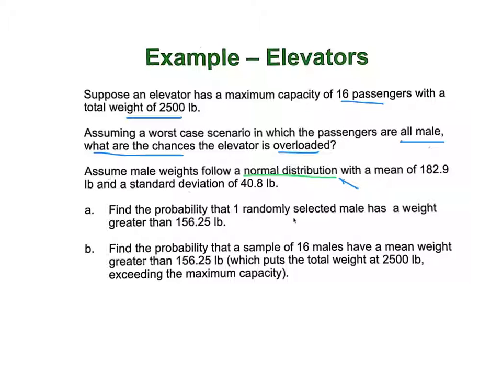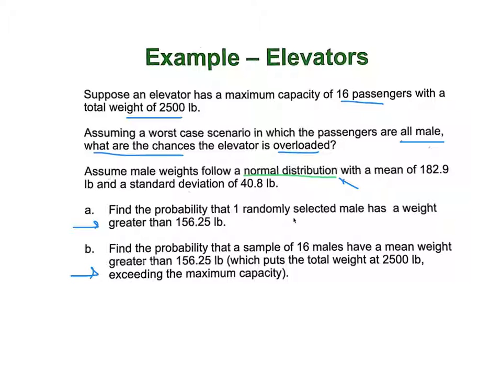I'd say pretty good. Assume male weights follow a normal distribution. Okay, they tell me that the population of male weights are normally distributed, so I'm using the normal curve here, with a mean of 182 and standard deviation of 40.8. First of all, part A: find the probability that one randomly selected male has a weight greater than 156.25. That's what we've been doing all along, so I'm going to do that first.